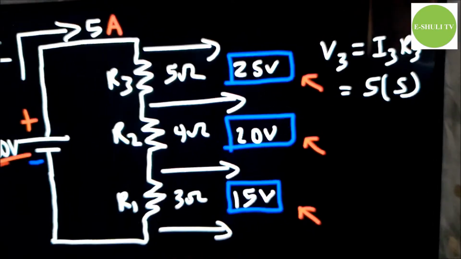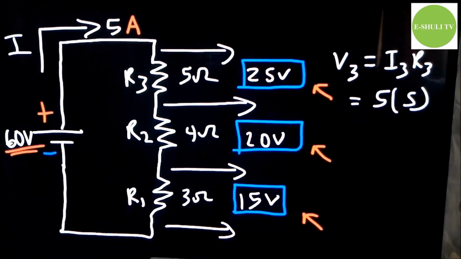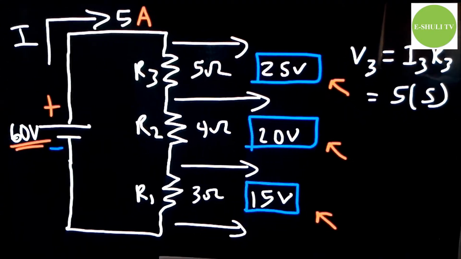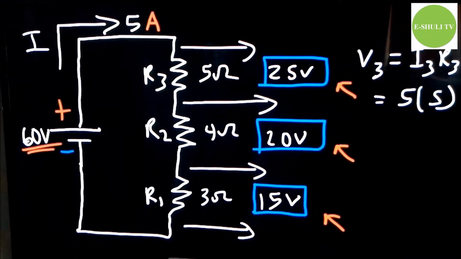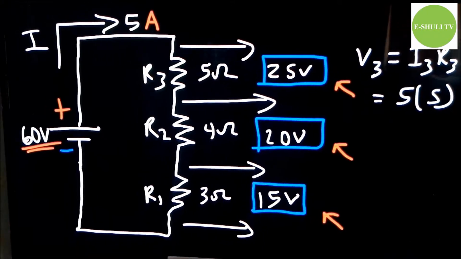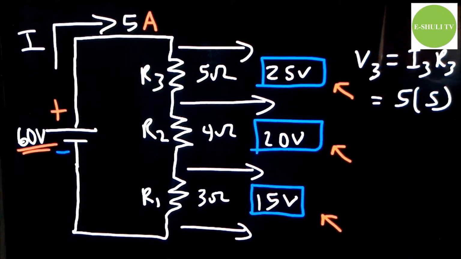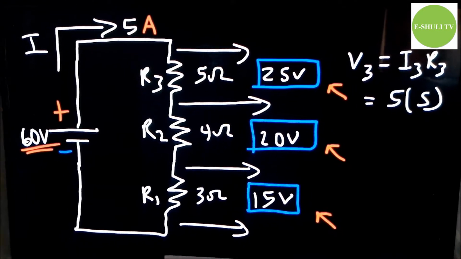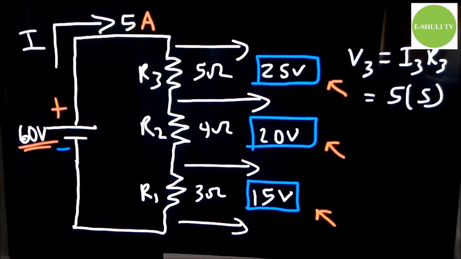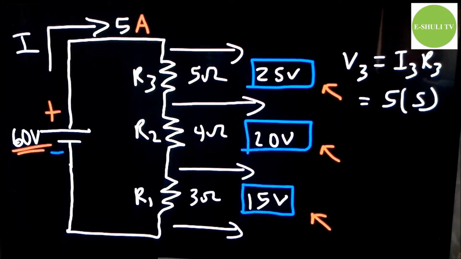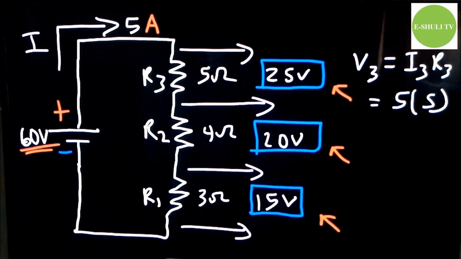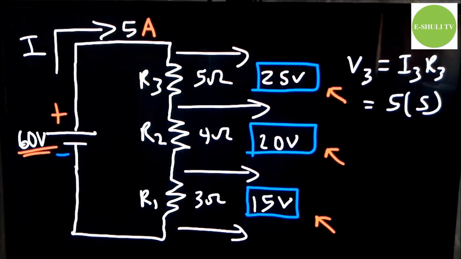So you see the voltage passing through first resistor, the voltage passing through second resistor, and the voltage in third resistor. If you make a sum of 25 plus 20 plus 15, the sum will be equal to 60 volts.